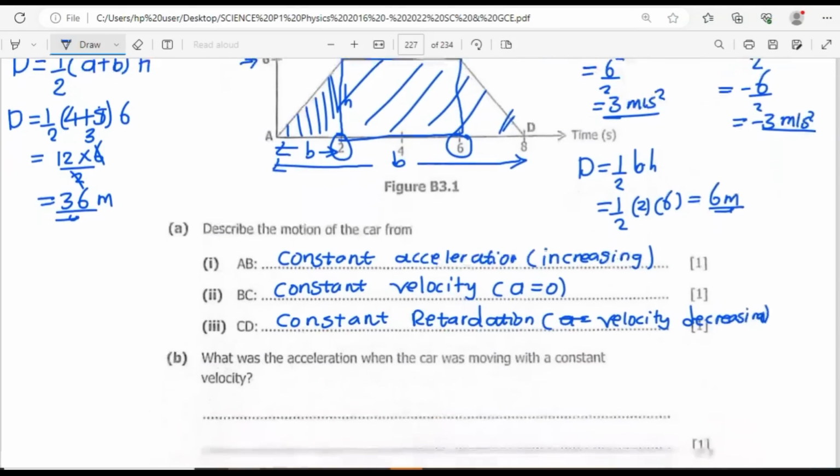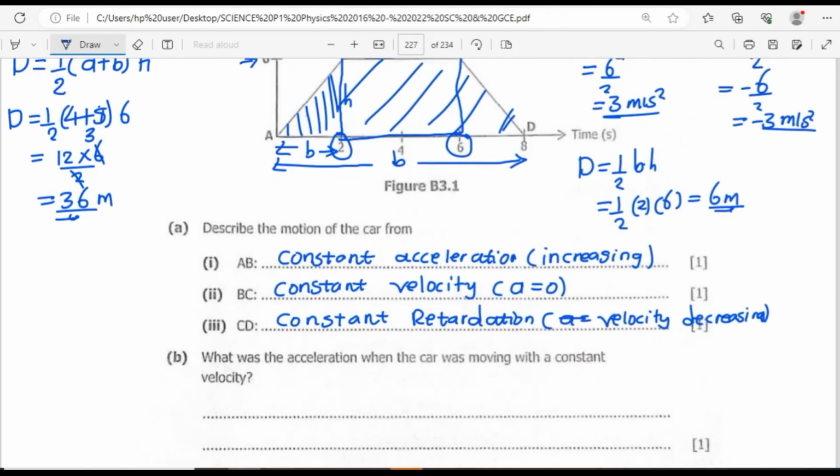Now let's look at the other question that we can be asked here. What was the acceleration when the car was moving with a constant velocity? So this is a point that you are supposed to have in mind. Whenever we have a constant velocity, then our acceleration is just equal to 0. So there is no acceleration when the car is moving with a constant velocity.